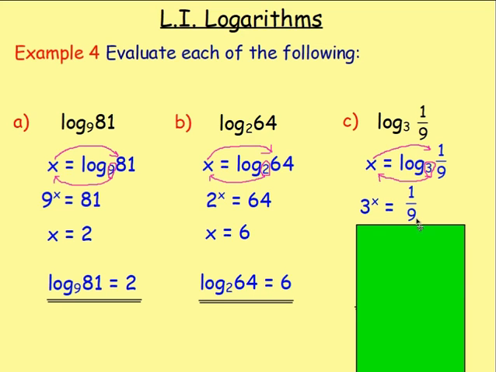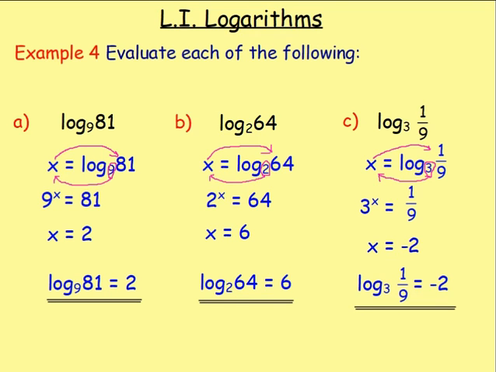3 squared is 9. But because it's 1 over 9, well, really, we're moving the 9 from the top to the bottom. So the index isn't going to be 2. It's going to be -2. So x is going to equal -2. Again, we're asked to work out the value of log base 3 of 1/9. We set that equal to x. We found that was equal to -2. So we can finish then by saying that log base 3 of 1/9 equals -2.